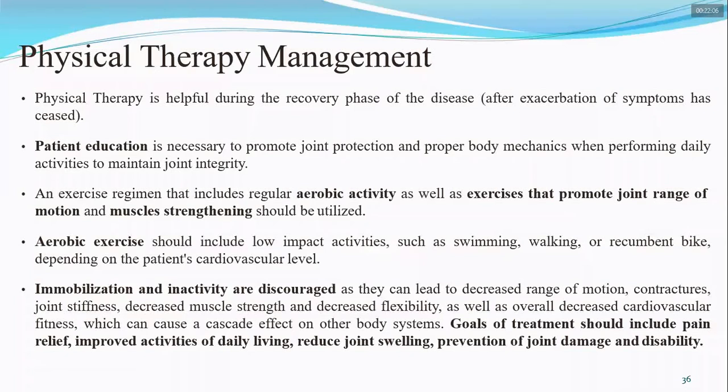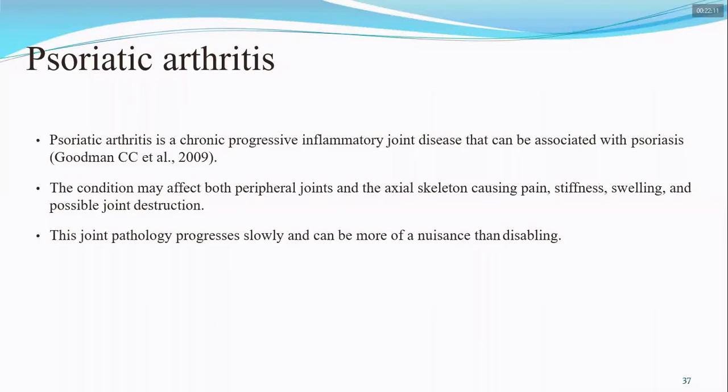Now coming to another spectrum of the seronegative arthritis, that is psoriatic arthritis. As the name suggests, there is a relation with psoriasis. This is a chronic progressive inflammatory joint disease that can be associated with psoriasis. It may not be associated also, but usually they are associated with psoriasis.